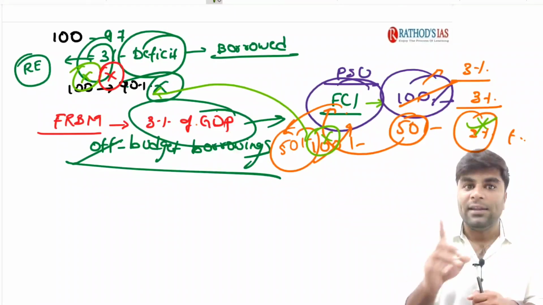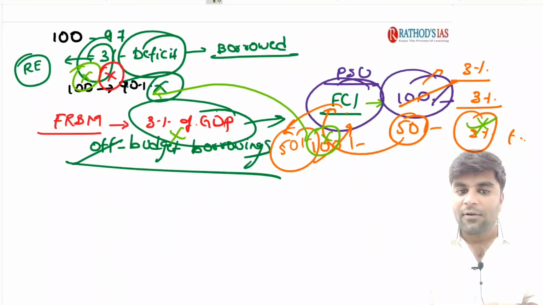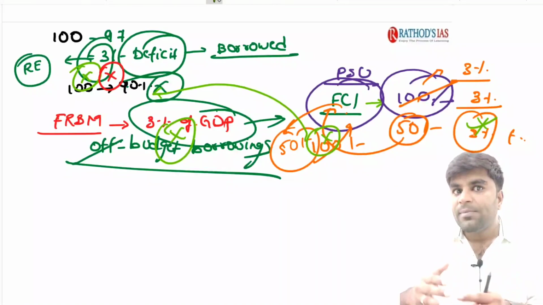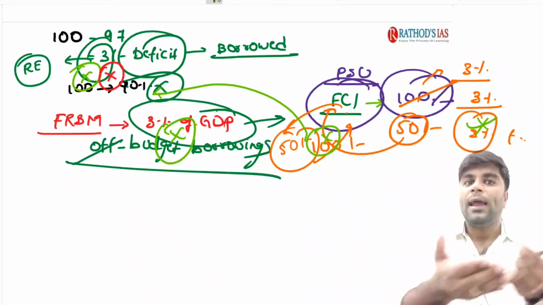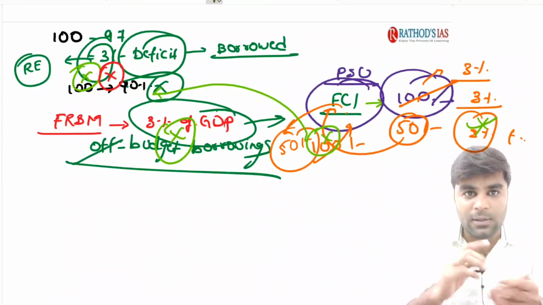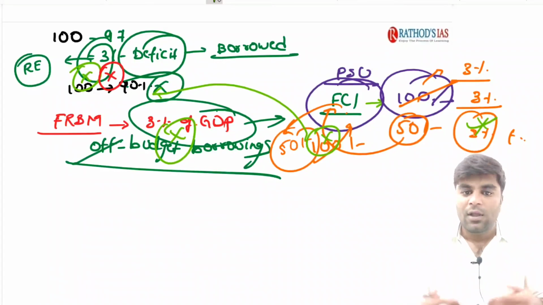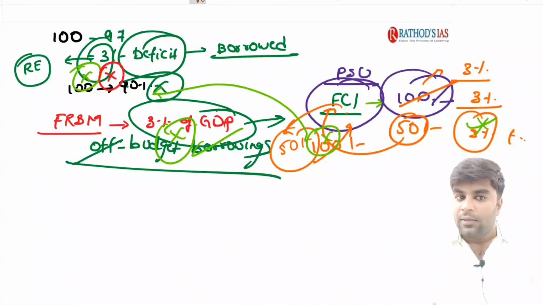How is it possible? It is mainly possible because of these off-budget borrowings, where the borrowings made by the public sector undertakings are not calculated for the purpose of fiscal deficits. So this is how they are escaping the net. Try to understand, off-budget borrowings are not calculated in the fiscal deficit.